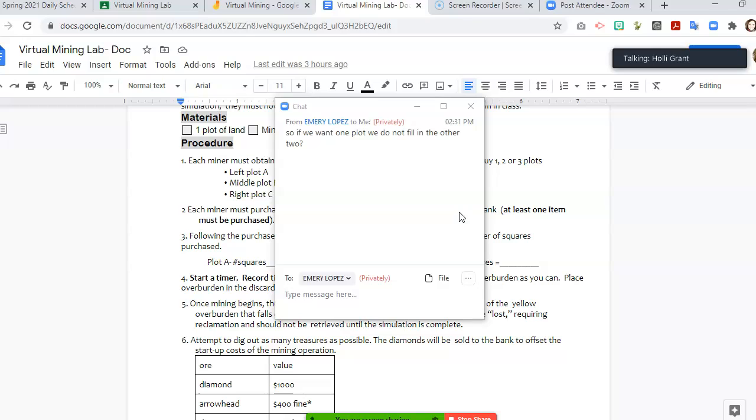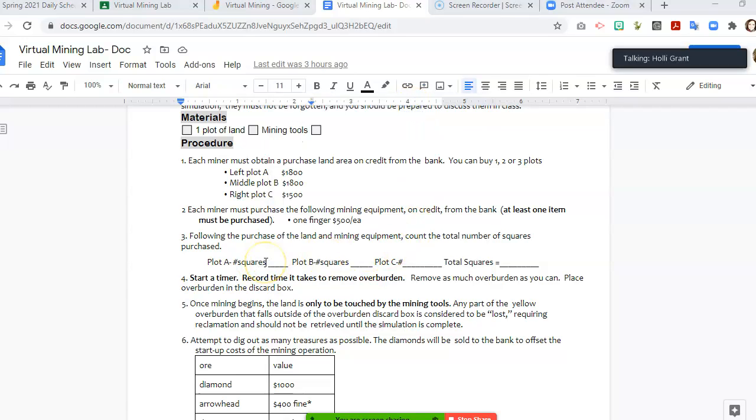Okay, Emery asks a great question. If we want 1 plot, do we not fill in the other 2? That is correct. If you only want one of the plots, just tell me how many squares are in there, and for the other spaces you would put in 0.